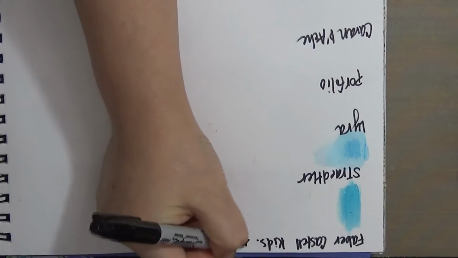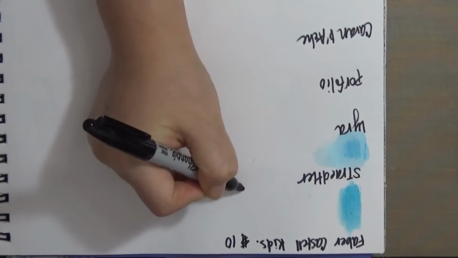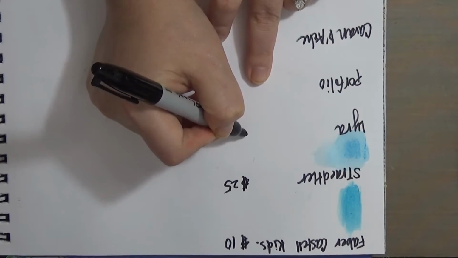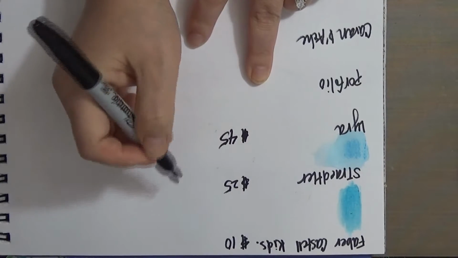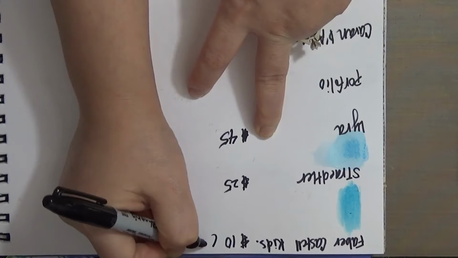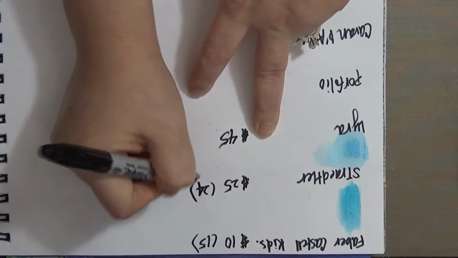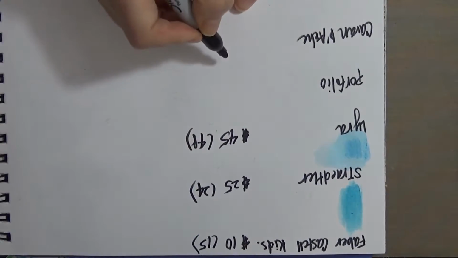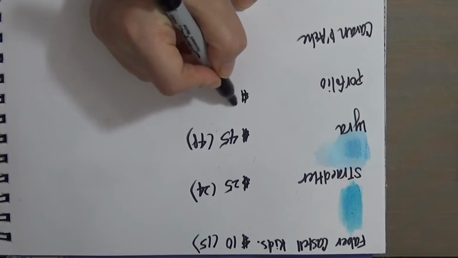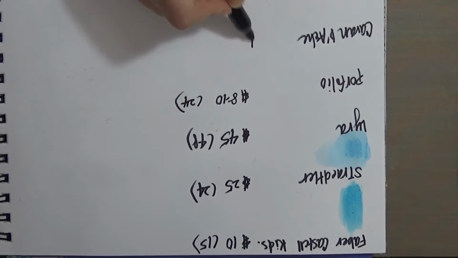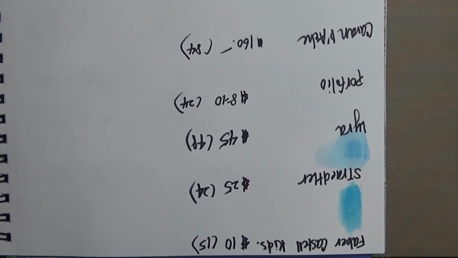Let me write down the prices. So this is around $10, and this is around $25, and this was about $45 for a set of 15, and this is a 24, and this is a 48. Portfolios run about $8 to $10, and this right here is a 24 set, and the Caran d'Ache is around $160, but this is an 84 set. Okay.